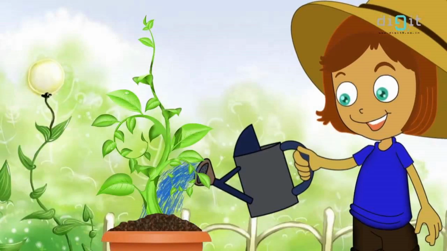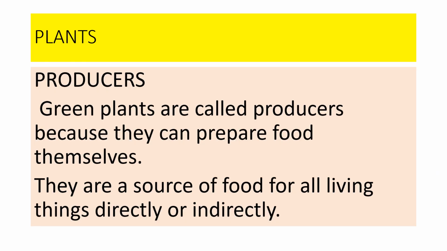Firstly, we will discuss plants. Producers. Green plants are called producers because they can prepare food themselves. They are a source of food for all living things, directly or indirectly.